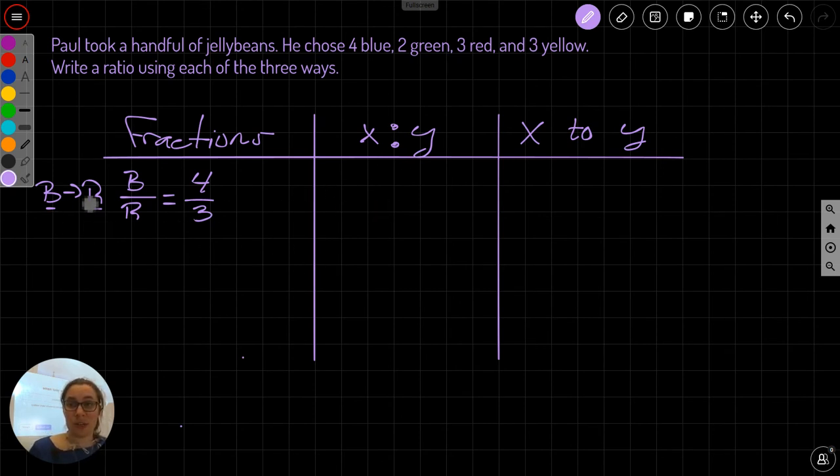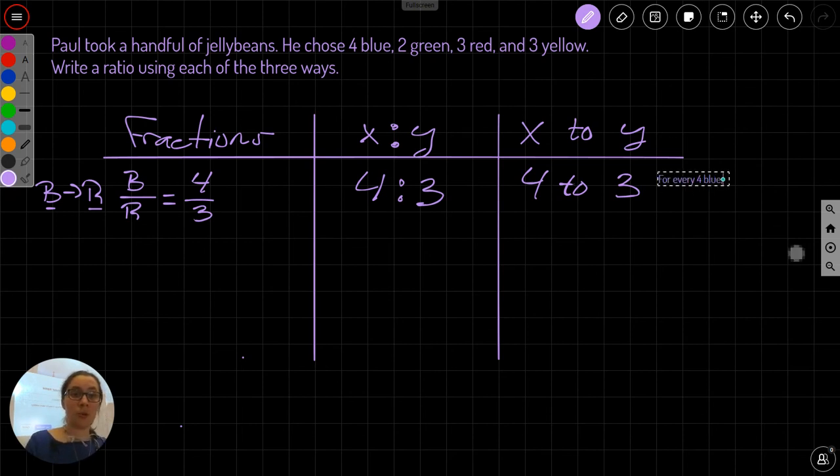Now, let's keep going. With using the colon, this is going to be blue to red again, 4 colon 3. And lastly, 4 to 3. And what this means is for every 4 blue, there are 3 red. This does not mean, in the fraction world over here, that 4 out of every 3 are red. It's not what it means. It means for every 4, there are 3. For every 4 blue, there are 3 red.